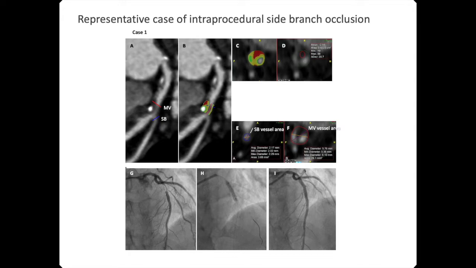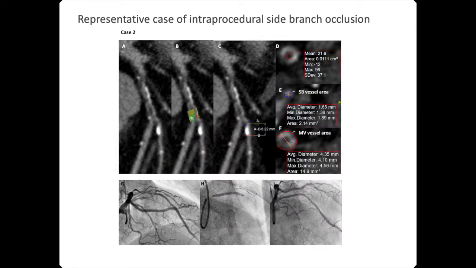A case of intraprocedural side branch occlusion. In this LAD diagonal bifurcation region, there's a large amount of low density plaque and calcification spot in the LAD. After stenting of the LAD, although the diagonal branch was protected by a wire, the diagonal branch suddenly disappeared.